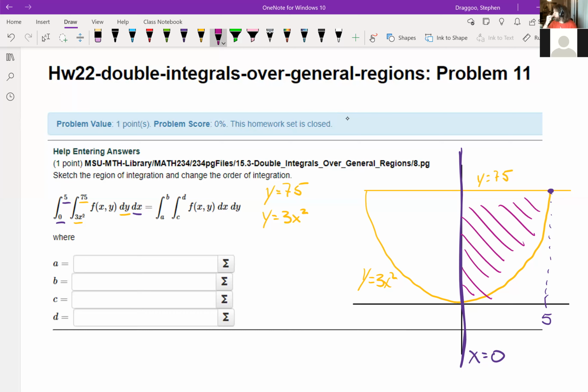So what that means is that if we want to switch this order of integration, meaning that we're going to do x first, we need to rewrite our parabolic or quadratic equation to be something that's x equals another thing. So we already know that the parabola is y equals 3x squared. So if I solve that around, I should get not y equals, but x equals plus or minus the square root of y over 3. Apparently I'm a little off my game today. On the other side, x equals the positive square root of y over 3.